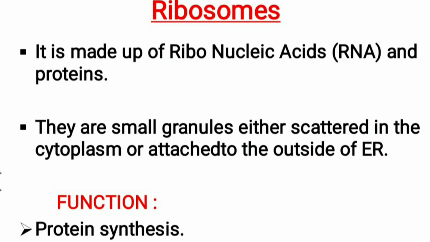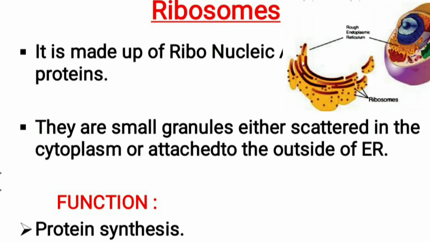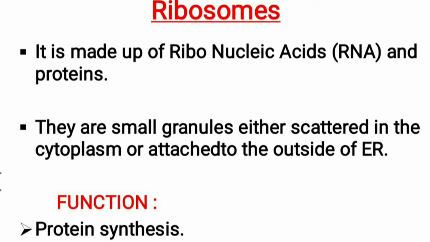Ribosomes that we have already studied. It is made up of ribonucleic acid, RNA, and proteins. Main function of ribosomes is protein synthesis. So they are called the protein factory of the cell. Some of the ribosomes are attached to the endoplasmic reticulum. Some other ribosomes are freely scattered in the cytoplasm.